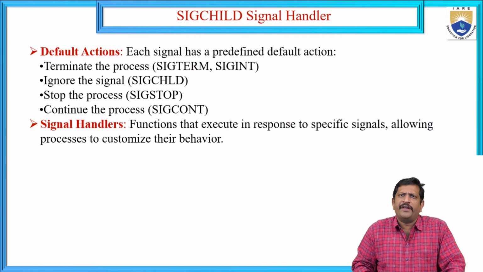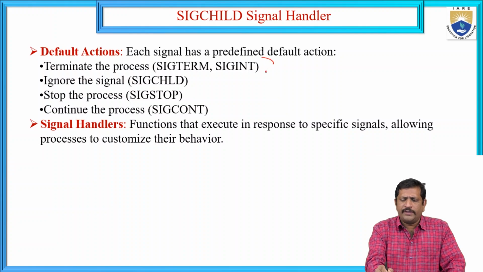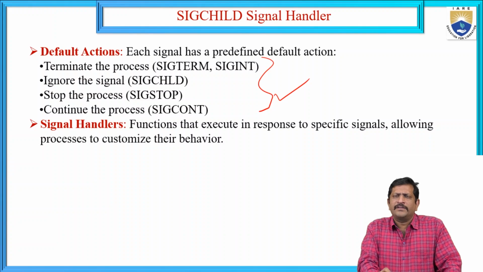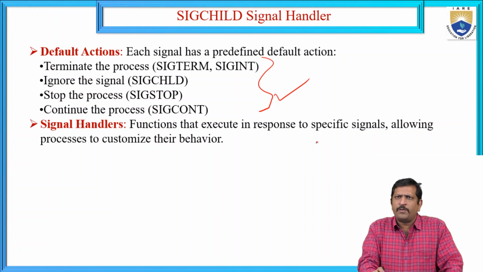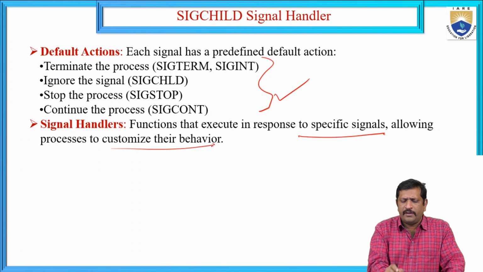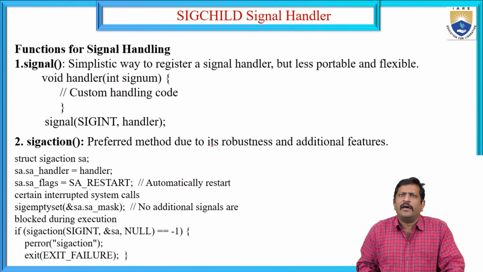Here are the default actions. Each signal has predefined default actions: terminating the process, ignoring the signal, stopping the process, or continuing the process. And the signal handler: a signal handler is a function that executes in response to specific signals, which allows a process to customize its behavior. So this is the signal handler.